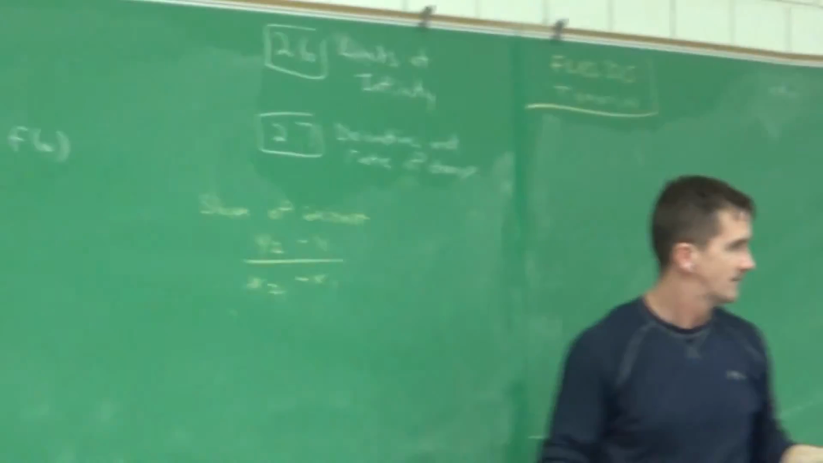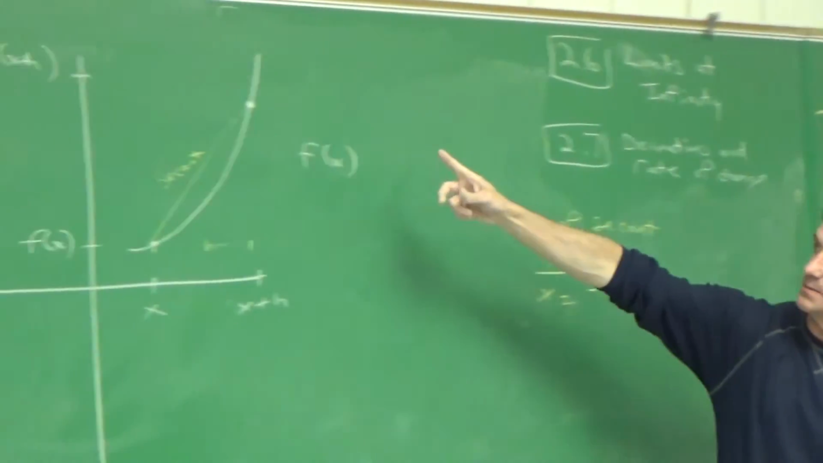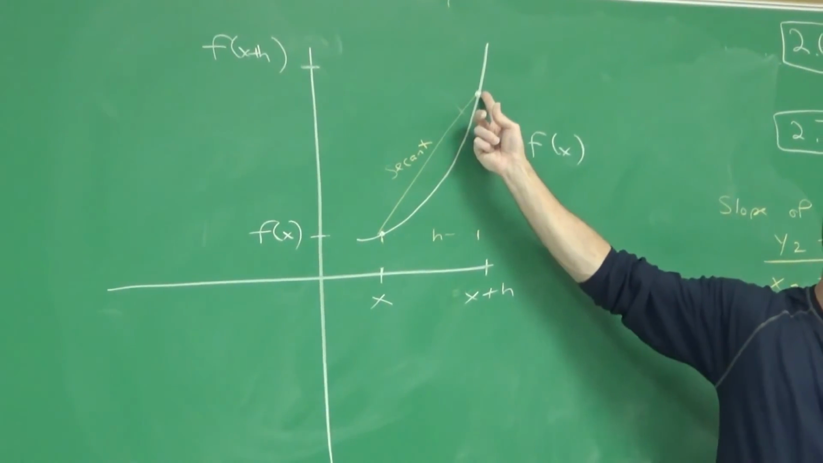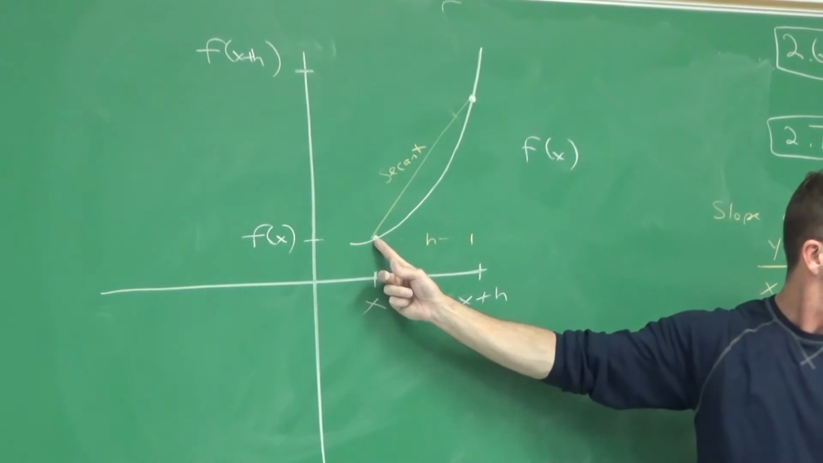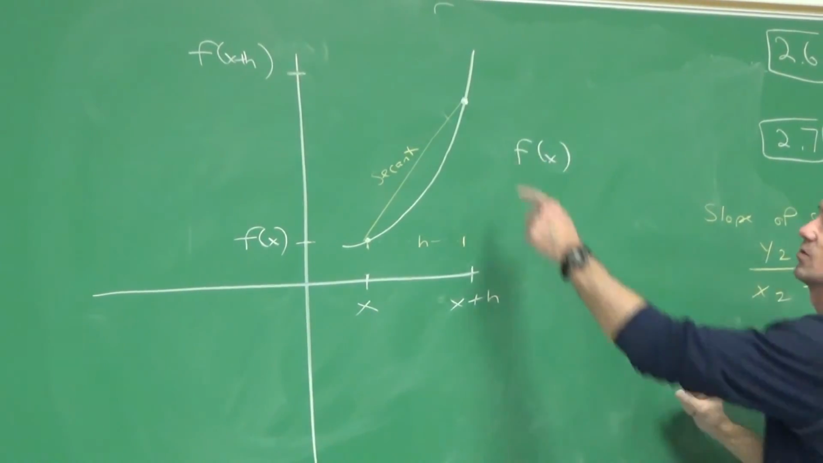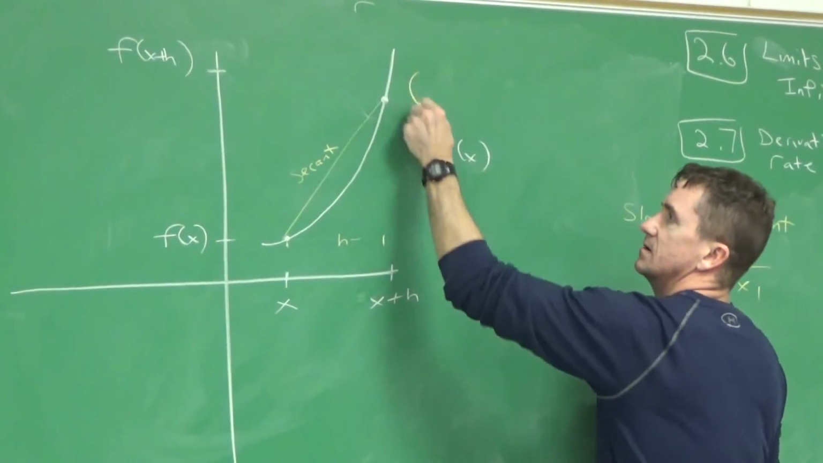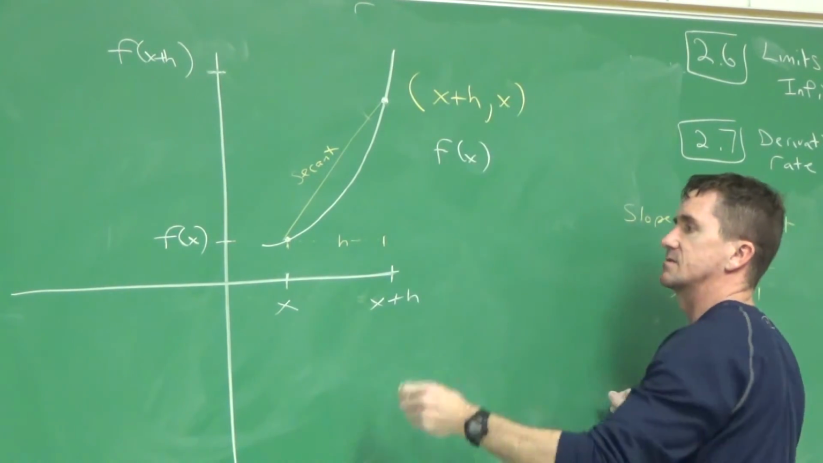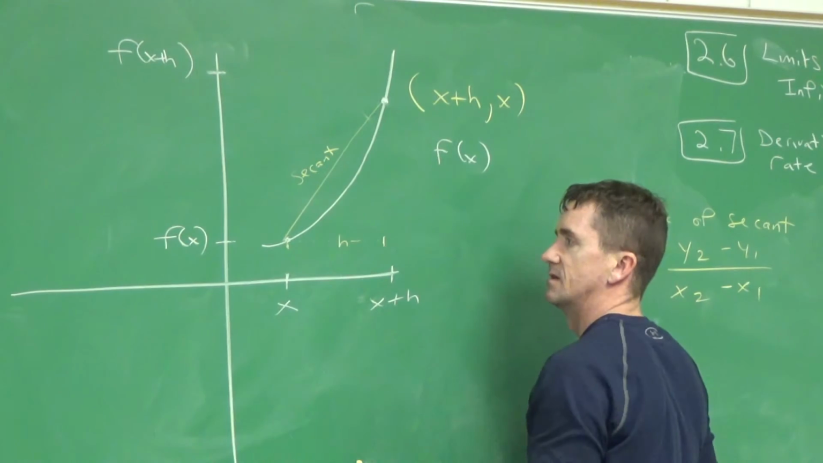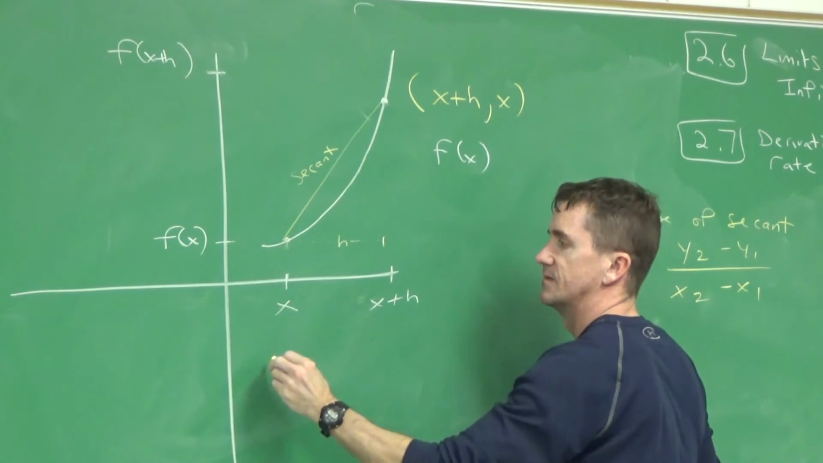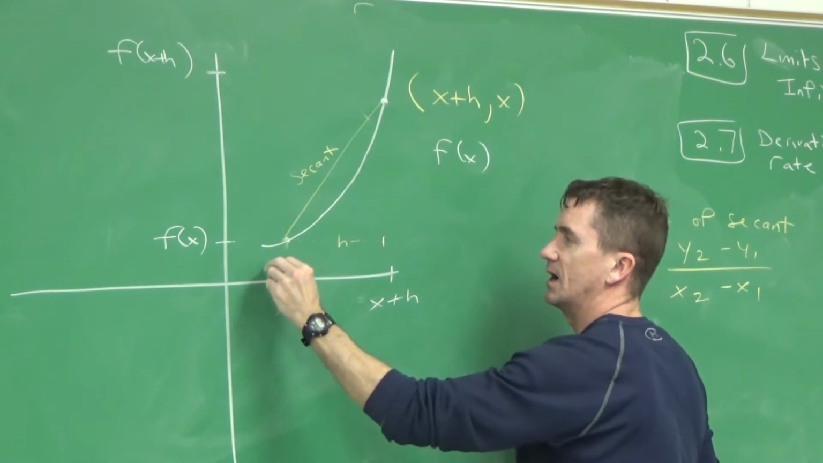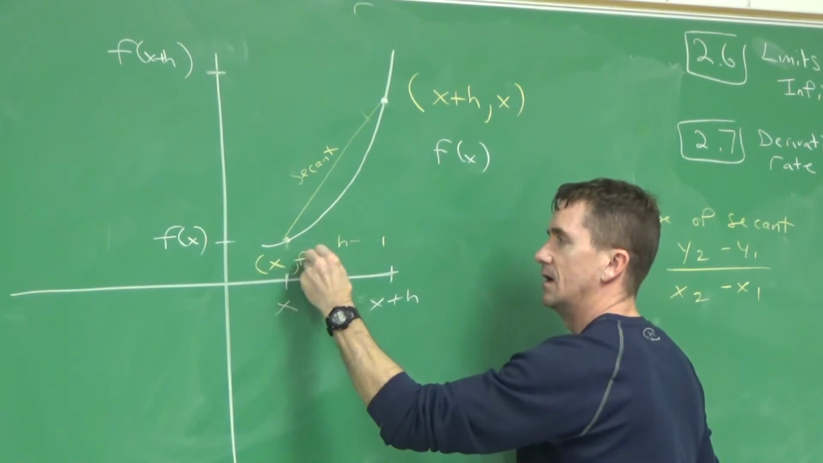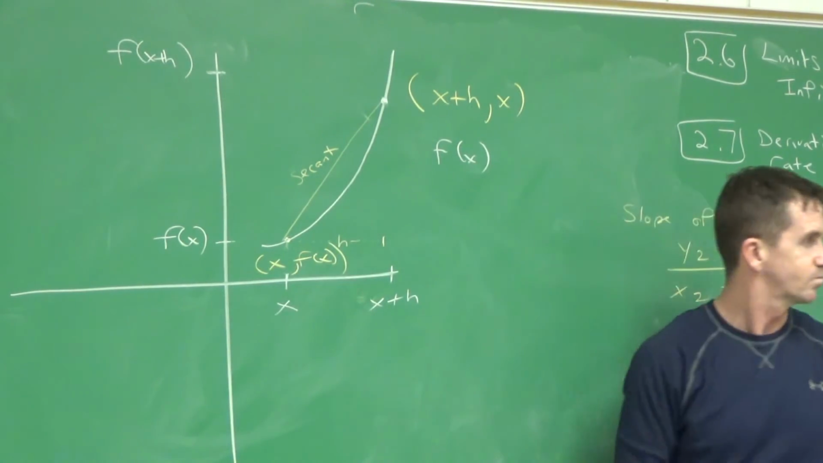True? Alright, but help me out. What's this y sub 2? What's this y sub 1? What's this x sub 2? What's that x sub 1? Maybe we should write them as xy coordinates. That point right there, one is the point x plus h, comma, f of x. What's this point? That point right there is the point x, comma, f of x. Right, everyone?